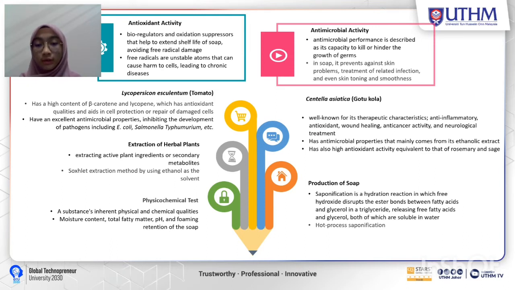Next is the production of soap. Production of soap is done through the saponification process. Saponification is a hydration reaction in which free hydroxide will disrupt the ester bonds between fatty acids and glycerol in a triglyceride. It will release free fatty acids and glycerol, both of which are soluble in water. There are three types of saponification, which are cold saponification, hot saponification, and semi-hot saponification. In this study, the hot saponification process will be implemented.